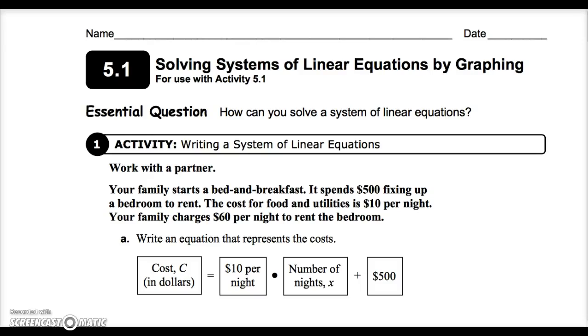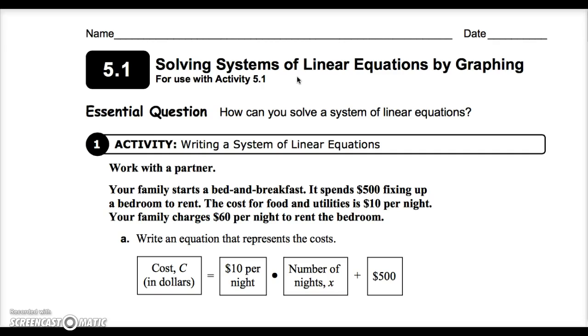Okay, as we start chapter 5, we're going to be continuing with graphing linear equations. So you'll take what you learned in the last chapter and apply it more in this chapter. But this chapter is all about what are called solving systems of linear equations. Systems of equations. And we're going to look at 3 different ways to solve them, each in a separate lesson.